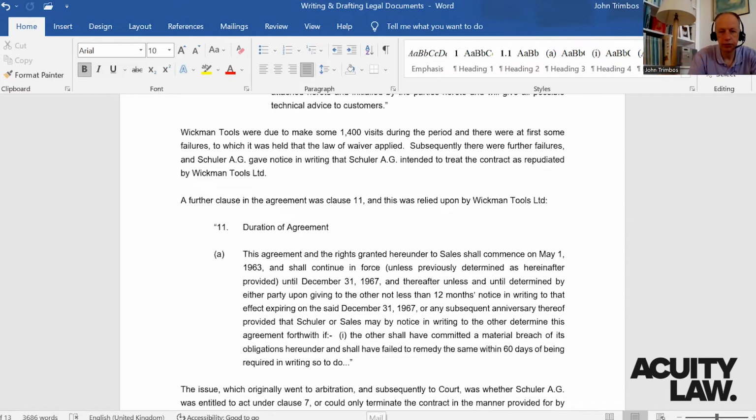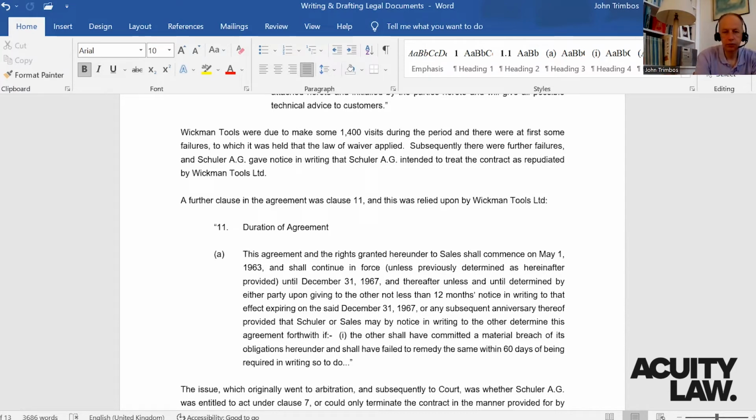I mean, I'm sure the letter itself would have been a lot more elaborate than that. I bet it was a solicitor's letter saying something like, our clients Schuler have resolved to repudiate this contract on the basis of your persistent and serious breach, etc., etc. But it was basically you're fired. Now, Wickman Tools wrote back and they said you can't do that.